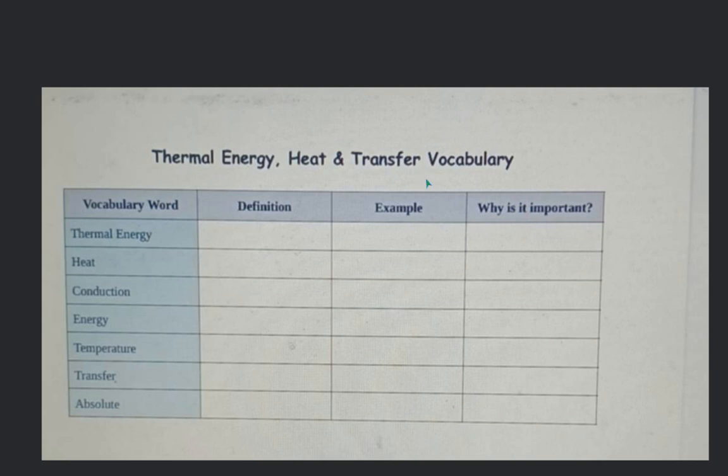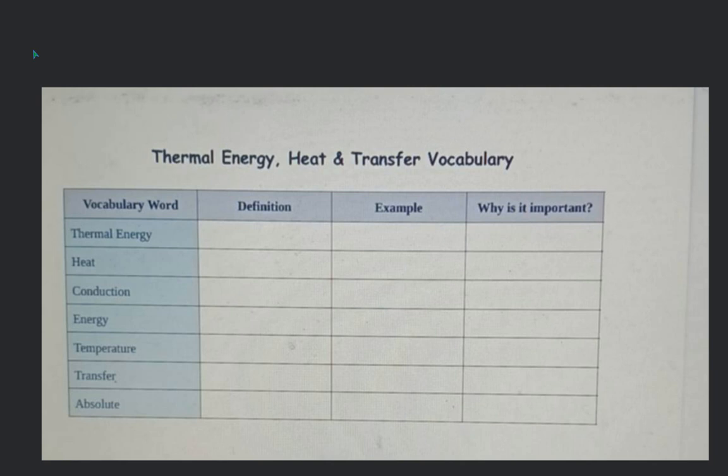Yeah, it's because I wasn't in class at that time, and I never got to see what thermal energy was. So you want the definition of each word, like thermal energy, heat, conduction, energy, temperature, transfer, and absolute, right? Yeah. Okay. So you are in class grade six. Okay. Then we'll check one by one.